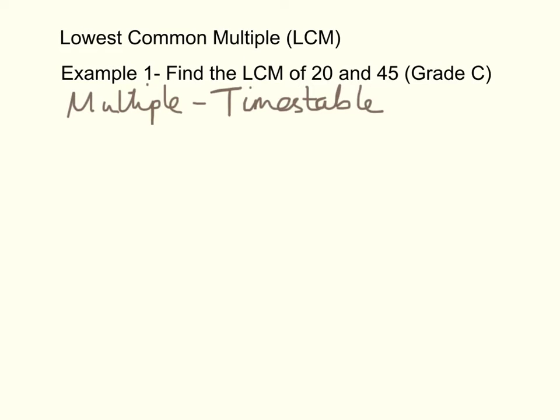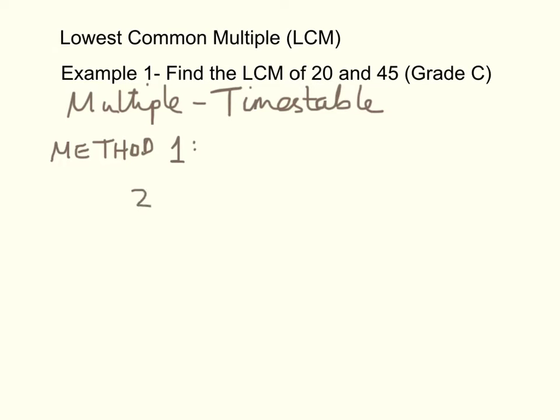So we are looking for the lowest number that goes into both 20 and 45. So a number that is in the times table of 20 and 45. So we are looking for them. Now there are two ways to find this number out, and I'm going to show you both methods. This is the first method, method 1.